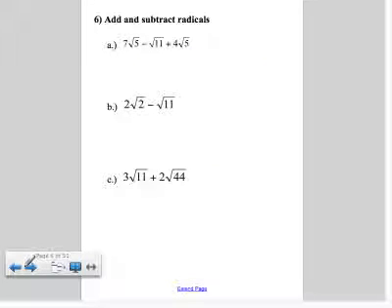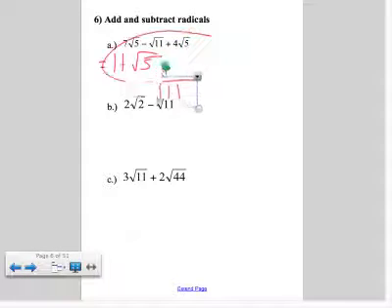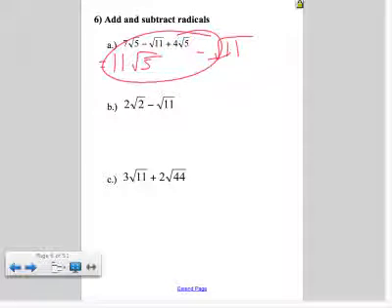Adding and subtracting radicals, what you do is you treat the radicals just like they were variables. So for example, in part A, I see 7 root 5 and 4 root 5. Since they both have root 5 in them, I can combine them. So 7 root 5 and 4 root 5, that's just 11 square root 5. The square root stays the same. You just add the coefficients. Minus square root 11. I can't break it down anymore. And so all I do is leave it.